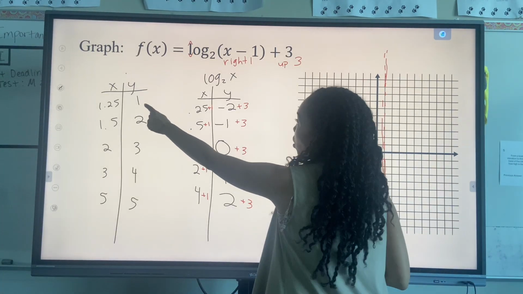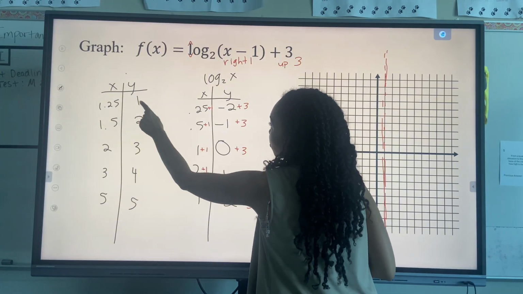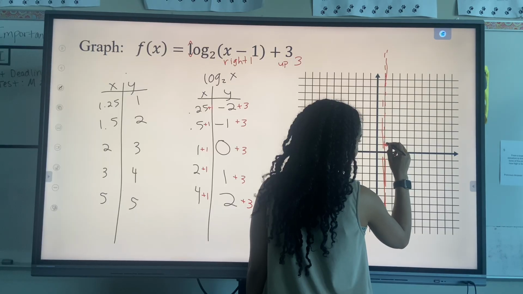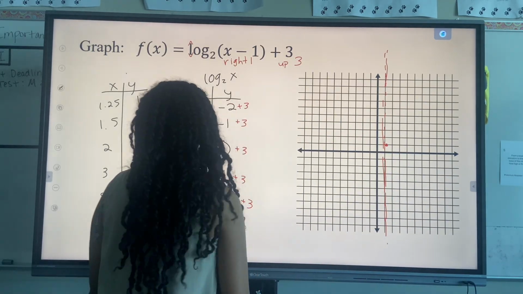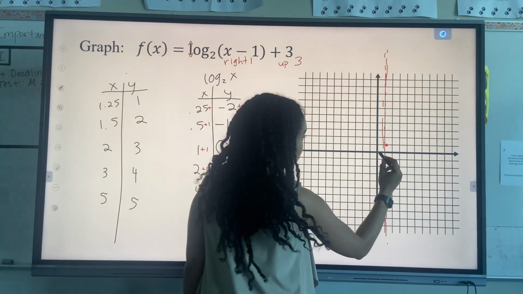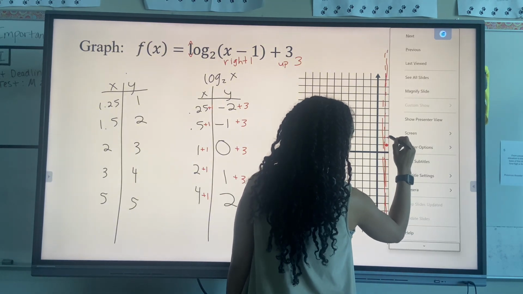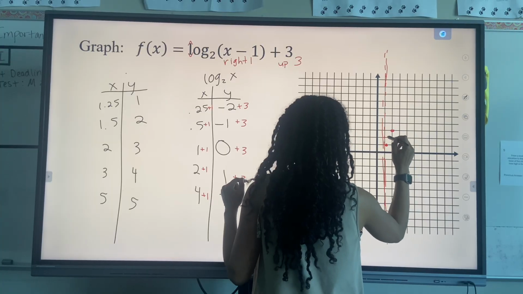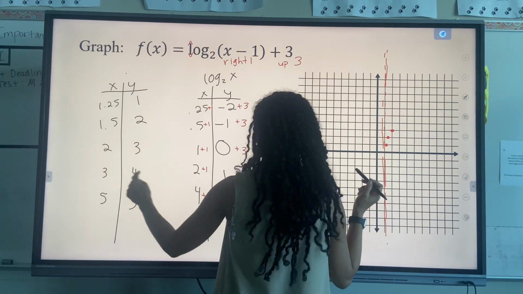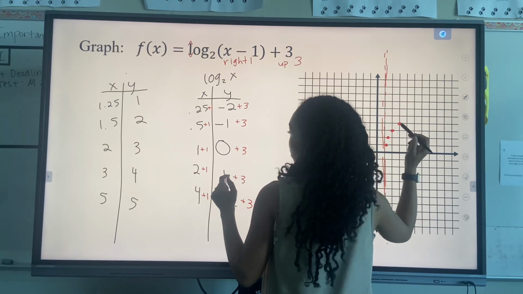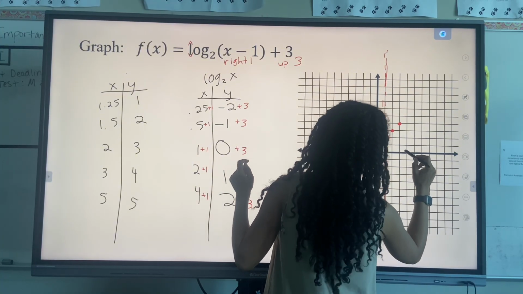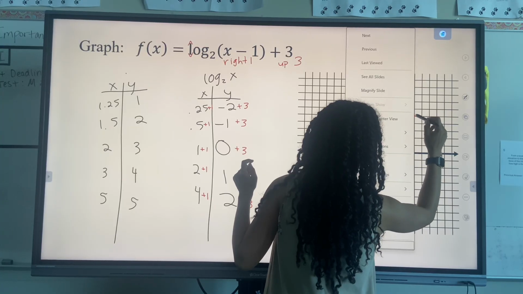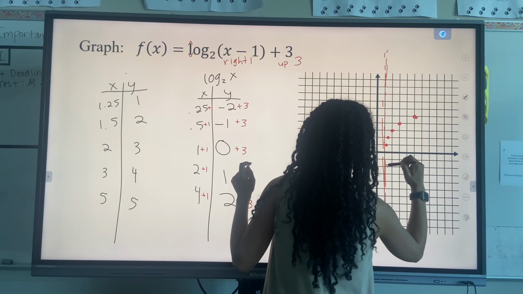Okay, so at 1.25, I'm at 1. Very close to the asymptote. And then at 1.5, I'm at 2. And then at 2, I'm at 3. 3, 4. And 5, 5. So that's my graph.